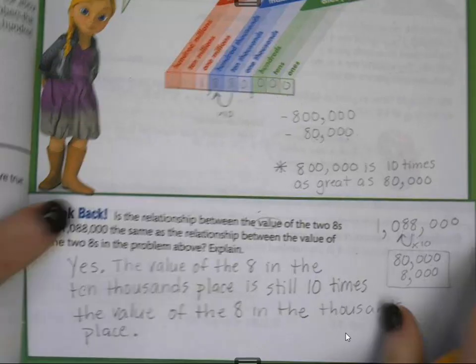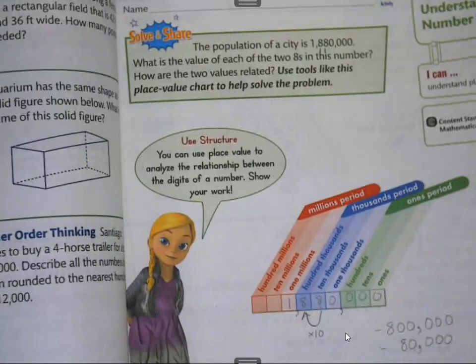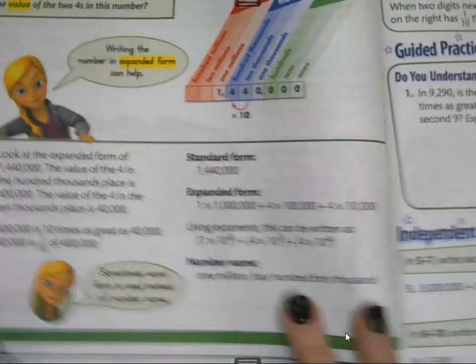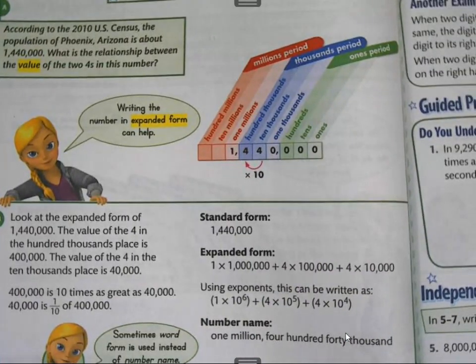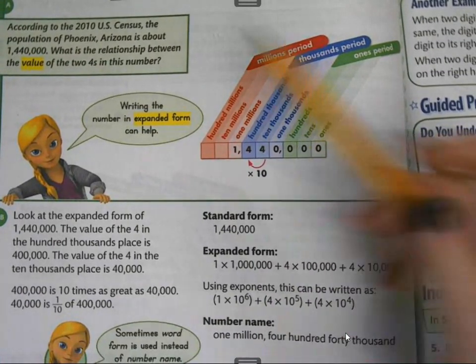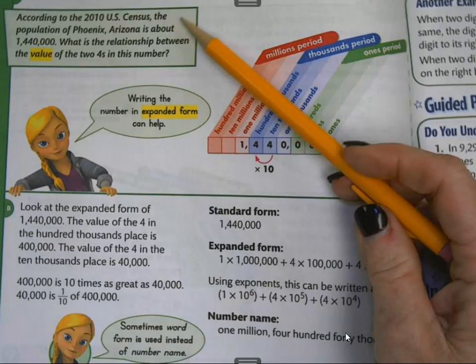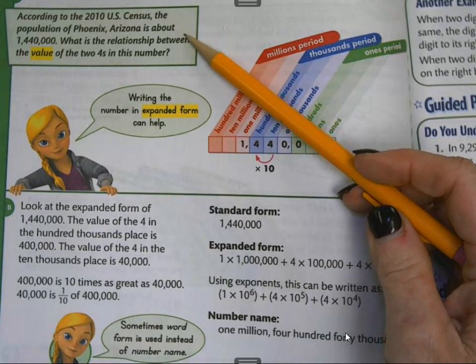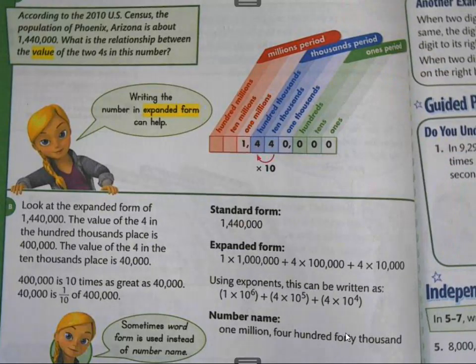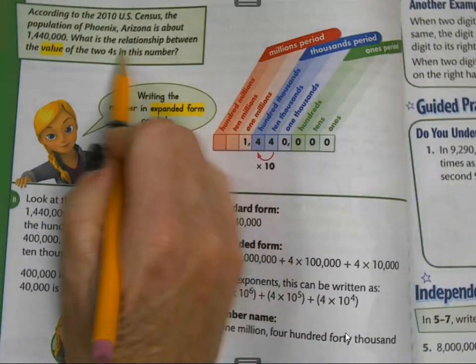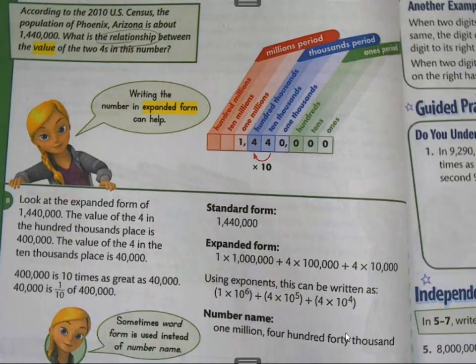All right, let's flip over to the next page. And let's look at the visual learning. This is where the lesson instruction takes place. So we're looking at how place values are related. So according to the 2010 U.S. Census, the population of Phoenix, Arizona is about 1,440,000. What is the relationship between the value of the two 4s?